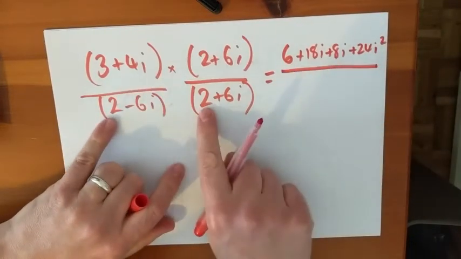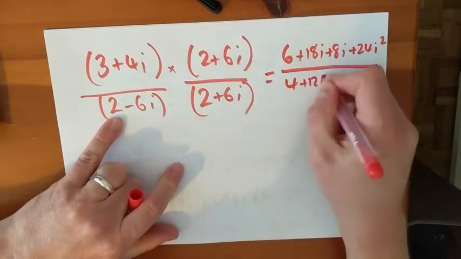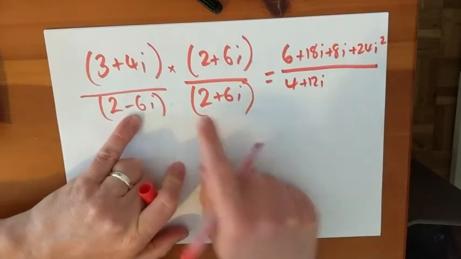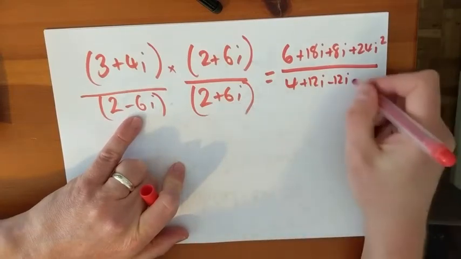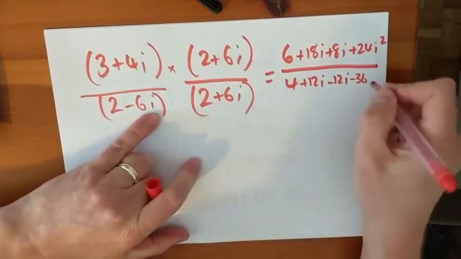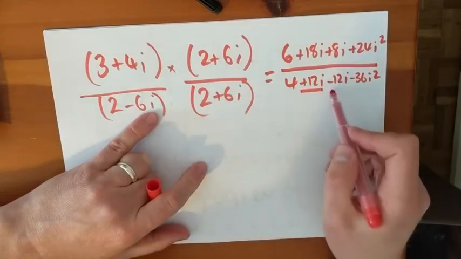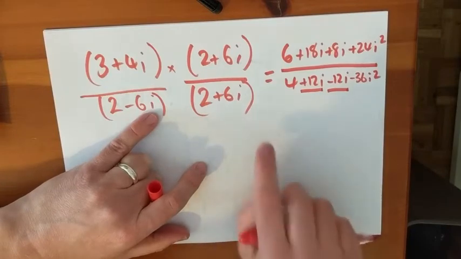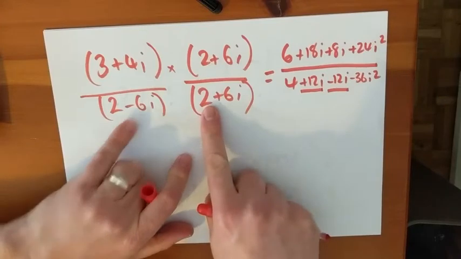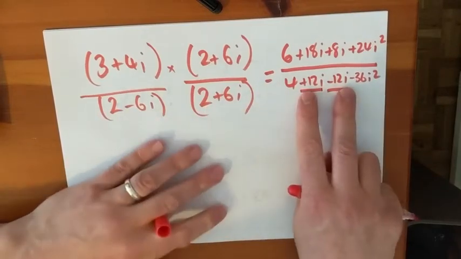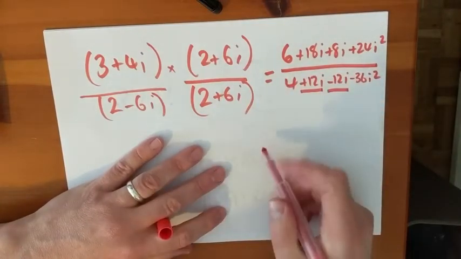On the bottom here, I've got 2 times 2, which is 4. Then I've got 2 times plus 6i, which is plus 12i. Then I've got minus 6i times 2, which is minus 12i. And at the back, I've got minus 6 times 6, which gives me minus 36. And the i times the i gives me i squared. And what's nice about this, and the reason we do this, is because you will always get these two bits in the middle, which will cancel each other out. You'll always have 2 times plus 6i and 2 times minus 6i. And those will always give you two things which will disappear. This i will disappear and these two will disappear. So on the bottom of the fraction, there will be no i's left.